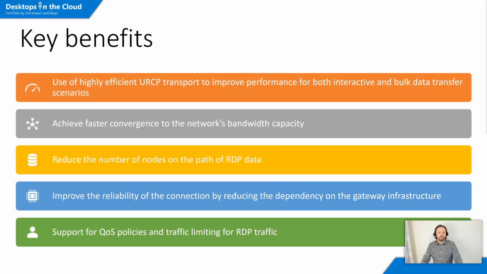Thanks. Yes, we recently announced a public preview of RDP Shortpath. RDP Shortpath is a brand new transport that we are adding for the RDP protocol for Windows Virtual Desktop. And it brings us a lot of benefits, such as better reliability of the connection, less dependency on the gateways, improved bandwidth detection technologies that are based on the URCP protocol, and support for quality of service policies for those customers who want to adjust their network equipment to prioritize the RDP traffic. And it also brings the traffic limiting that is requested by many customers that have constrained networks.